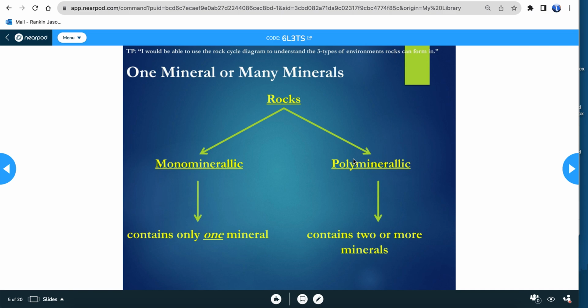All right, like for instance, limestone. Limestone contains only calcite in it, and therefore limestone is a monomineralic rock.